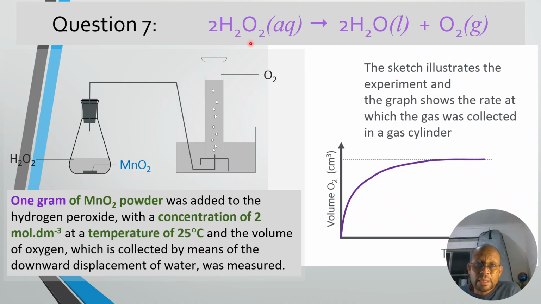Normally, if it's part of the reaction, it will be on top of the arrow, or you can write it below the arrow. But it's not written on the left-hand side or on the right-hand side.